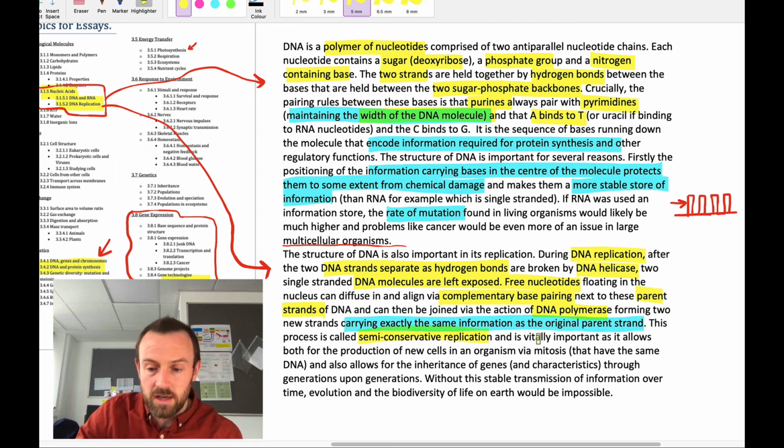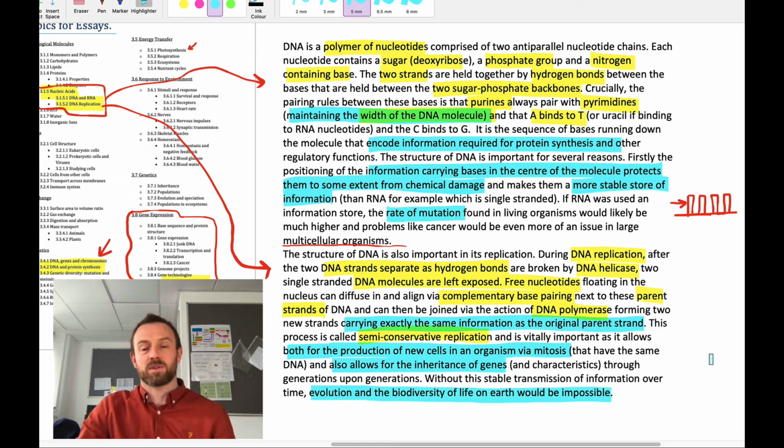Semi-conservative replication is another key word. And then this is, again, importance. It allows both for the production of new cells in an organism via mitosis. And then I'm trying to get this kind of cascade effect. So we've got mitosis, and it also allows for the inheritance of genes. This is more where I'm doing the domino thing. So if we couldn't have inheritance of genes, evolution and the biodiversity of life on Earth would be impossible.